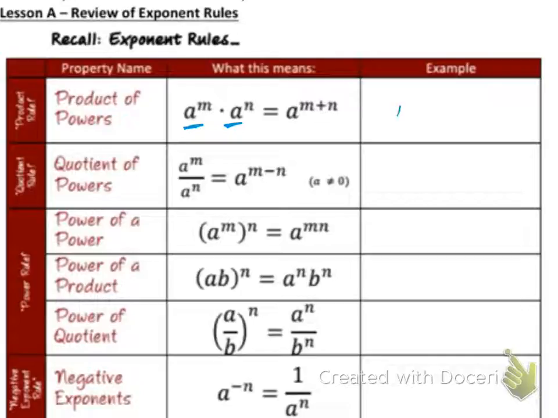And I'm sure that all comes to mind when you think of x to the third. If I take it times x to the fifth, that will make x to the eighth, for example. That's what we've dealt with for a while now. We just got done with polynomials and dealing with that rule.